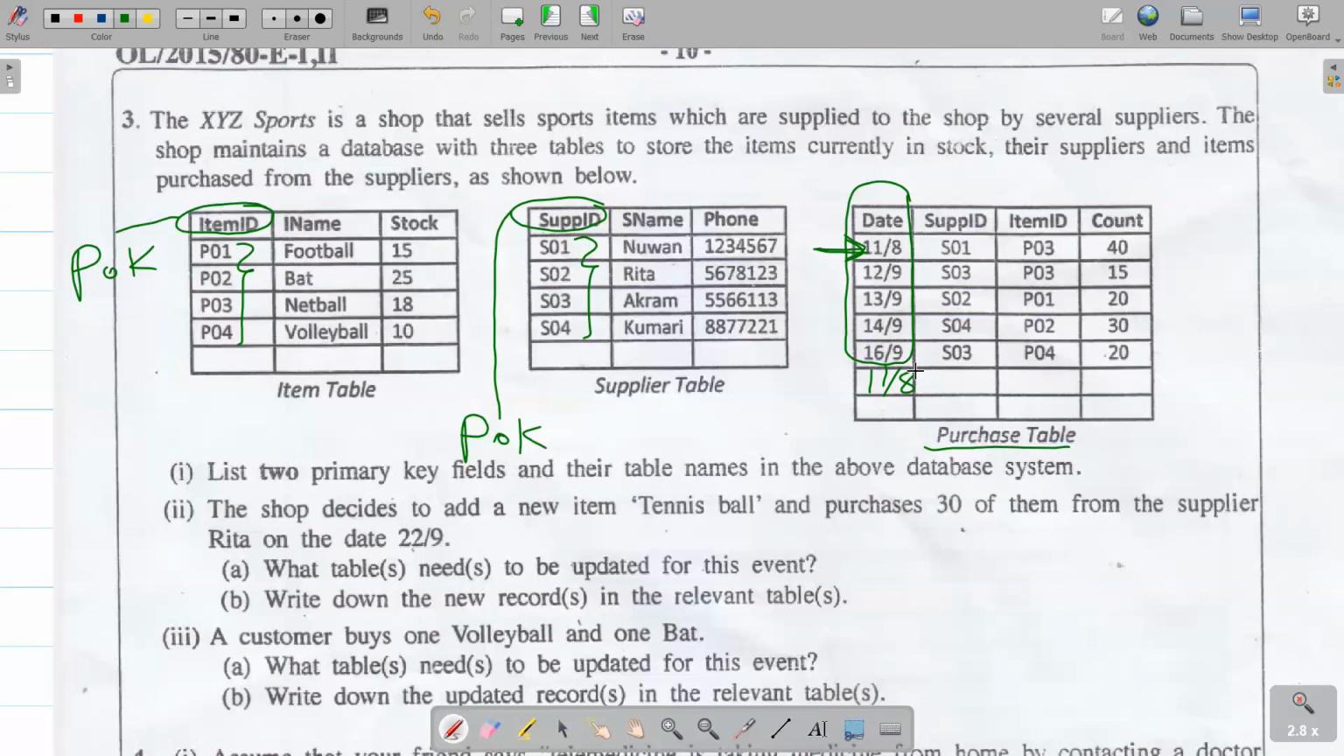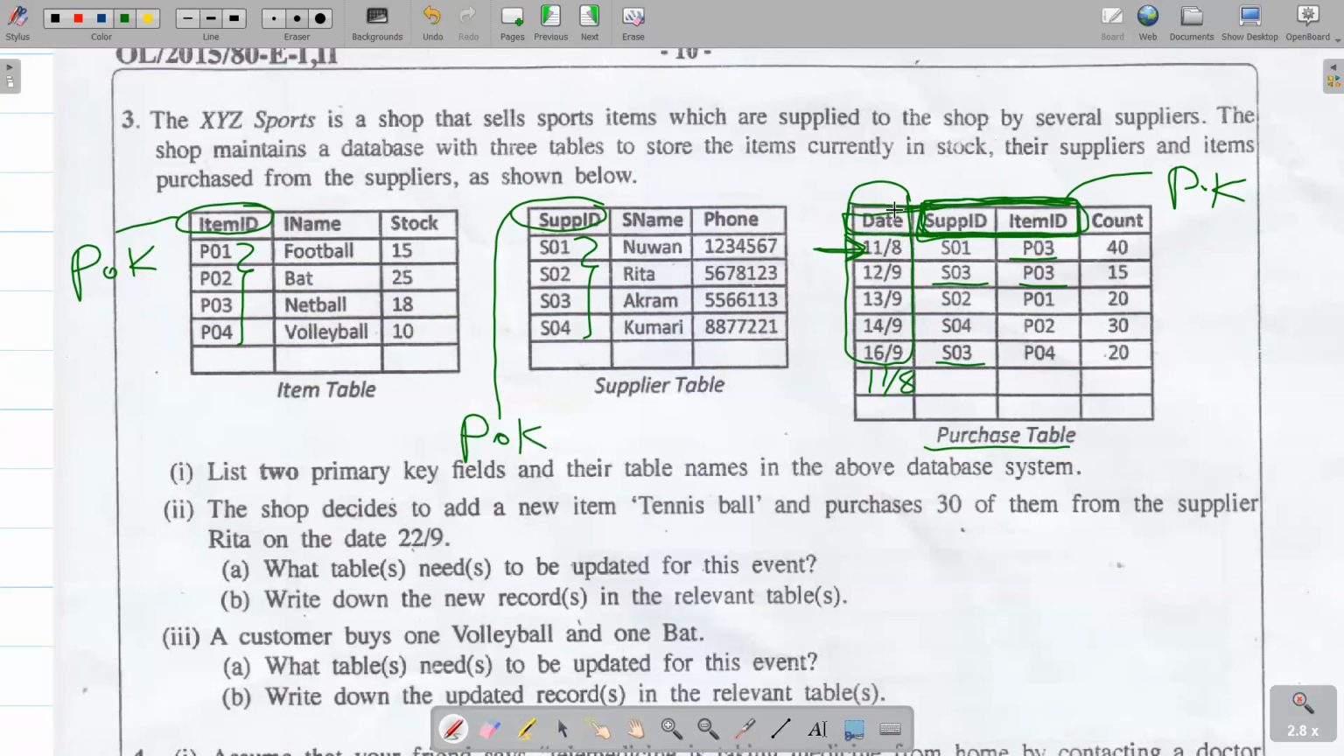So supply ID has repetitions. Item ID has repetitions. The much better thing is taking these two together as the primary key of this table, because with them the repetitions cannot be found. And if we feel those two can also be repeated, we can go with the date as well, so it will be much easier.